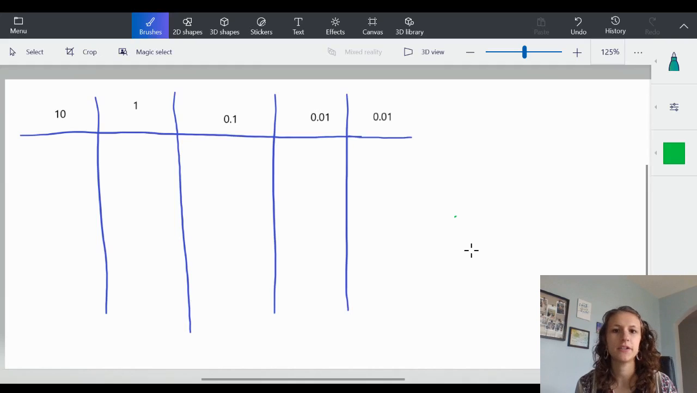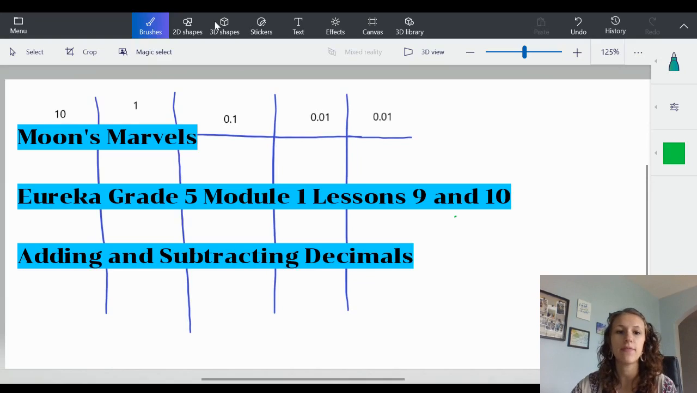Hi friends, we're here to go over some strategies for adding and subtracting decimals, or specifically what we go over in Eureka, Grade 5, Module 1, Lessons 9 and 10. As you can see, we have our place value chart here to help us. We're going to be using both our place value disks and our standard algorithm and talking about the connections between those two. So let's start with an addition problem.